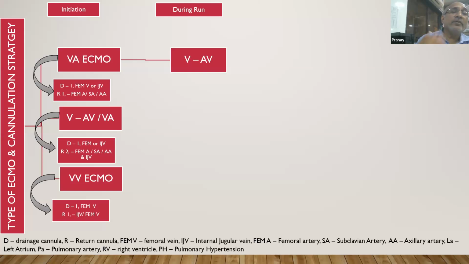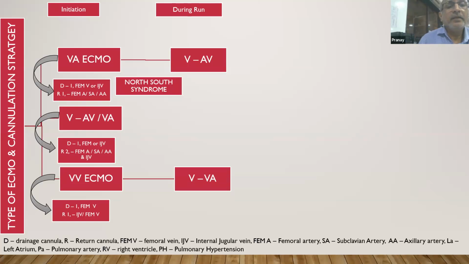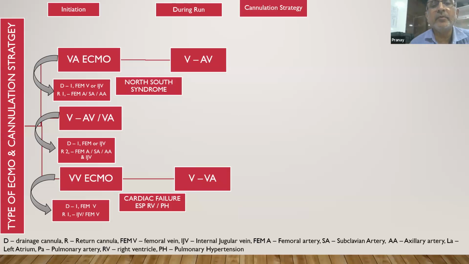Now during ECMO, the patient is already on VA ECMO, and if the patient requires to switch over to VAV ECMO, that is usually required in case of differential hypoxia or Harlequin syndrome, also known as North-South syndrome. Or you might have patients on VV ECMO who require to switch over to VVA ECMO, and that usually is required when the patient develops cardiac failure, especially right heart failure or even left heart failure, for whatever reason, or severe PH. You might need to switch over to VVA ECMO.